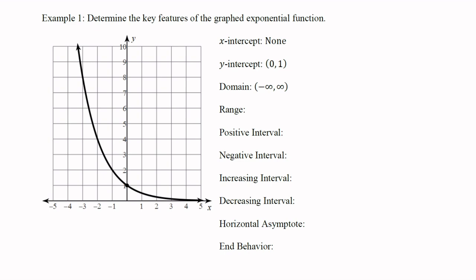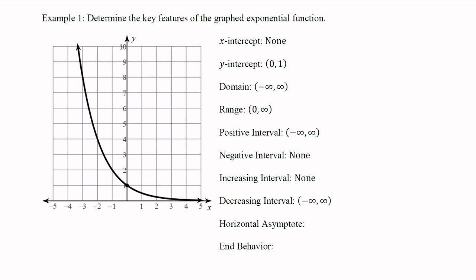Our range, however, is not going to be all real numbers. Because we are approaching the x-axis but not going below it, our range will be from 0 to infinity. Our positive interval, since we're always going to be above the x-axis, will be negative infinity to positive infinity, leaving us with no negative interval. And this graph from left to right is always decreasing, so we have no increasing interval and a decreasing interval from negative infinity to positive infinity.